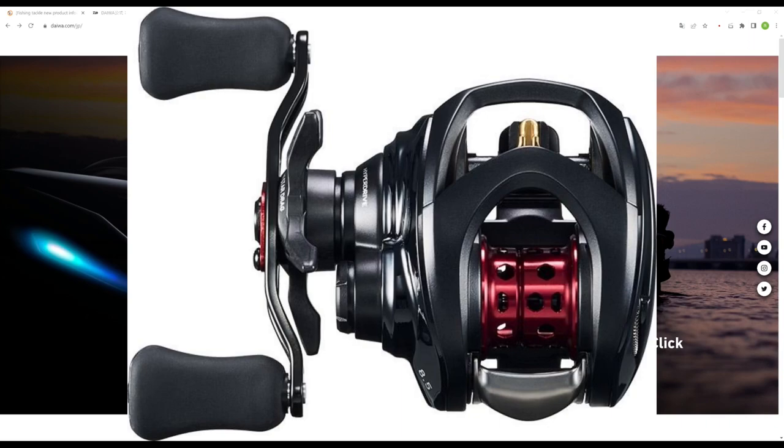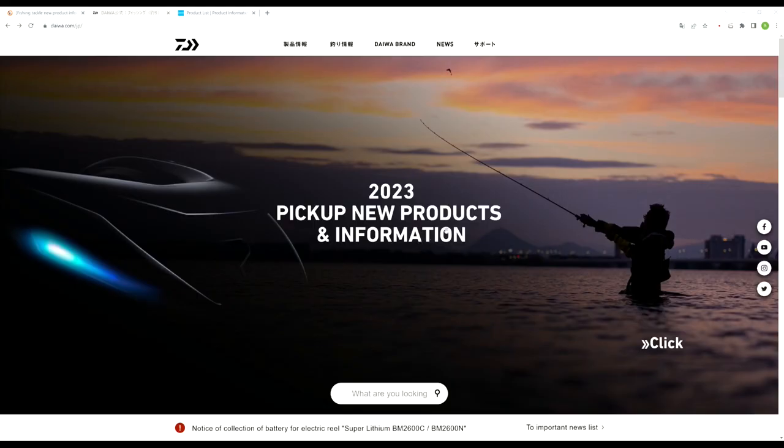So you're probably wondering, this is probably just another version of the Alpha's Air or the STEEZ Air with the same small 28mm spool and the same overbraked air brake system. So why am I excited about this reel? Well, let me show you why.